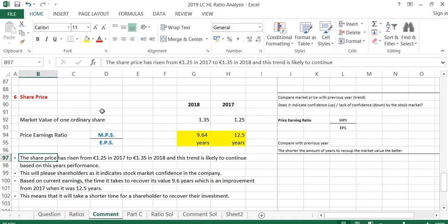Okay, if it went down, it would be a negative trend. This would please shareholders as it indicates stock market confidence in the company. Obviously, if it had gone down from the previous year, the shareholders would not be happy, as it would not indicate stock market confidence in the company.